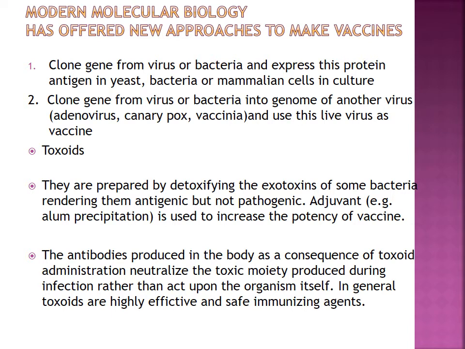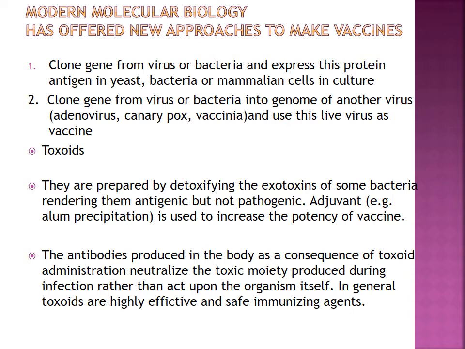Modern biology has offered new approaches to make different vaccines. The gene from a virus or bacteria is cloned, and then this cloned gene expresses the protein antigen in yeast, bacteria, or a mammalian cell, in either ordinary culture or tissue culture. This cloned gene can also be incorporated into another virus, such as adenovirus, canarypox virus, or vaccinia virus. These viruses are non-pathogenic and can carry the gene and express the proteins produced by it, and this live virus is then used as a live vaccine.